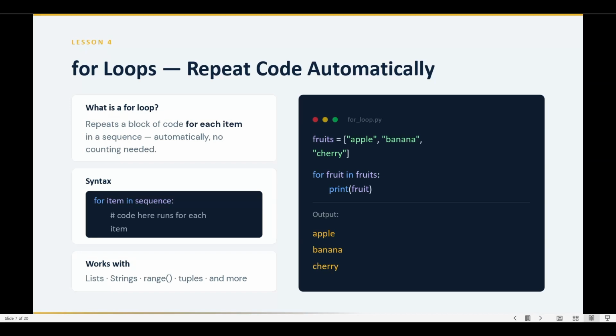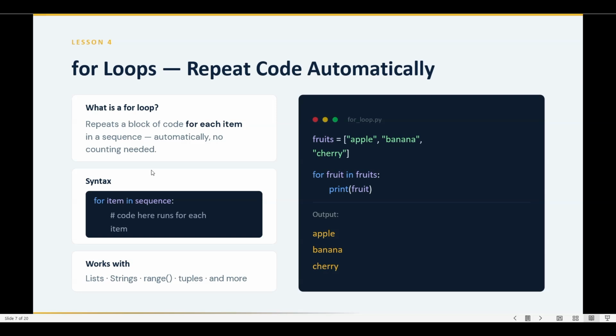So here we can see what the next topic is. The next topic is about for loops. So what are for loops? It repeats a block of code for each item. Here the syntax is given as for item in sequence, and the example is for fruit in fruits. It will print as many times as there are fruits. If there are three different fruits, it will print apple, banana, and cherry, one after another. We'll see one example.